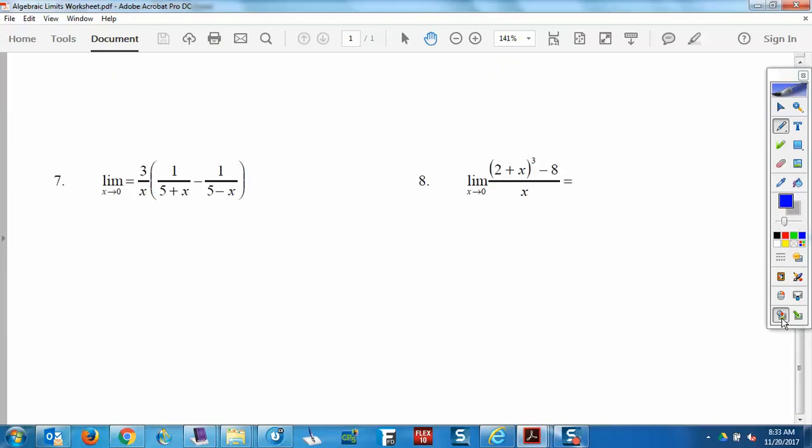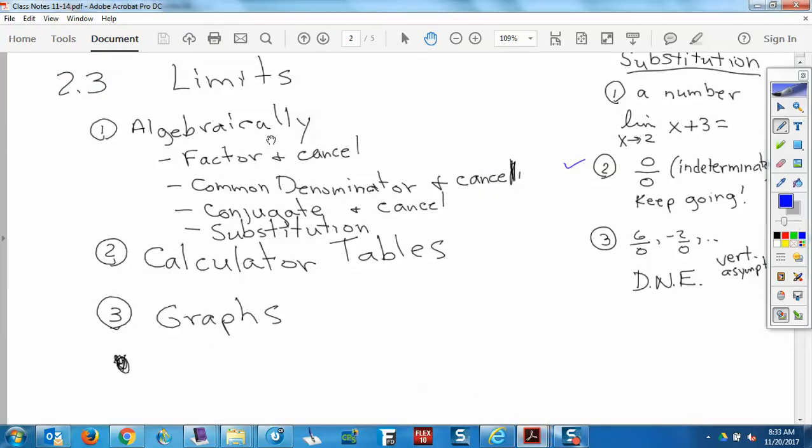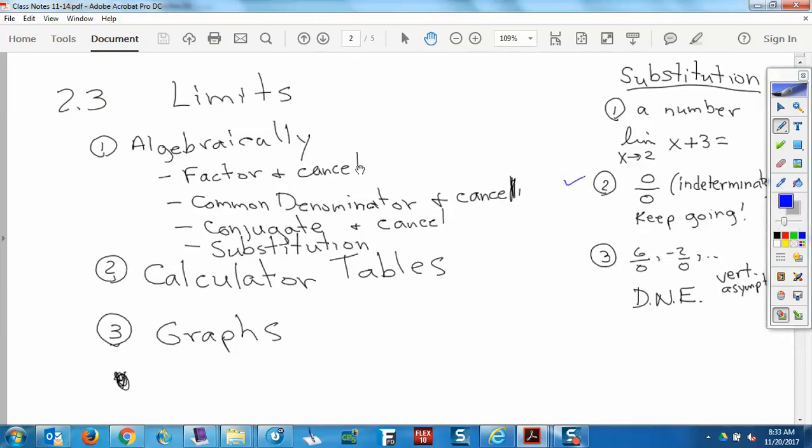Okay, so if we think back to what we talked about here, right? So what did we just go through? We went through some factor and cancel. We went through a common denominator cancel. We went through conjugate and cancel. We had some that are substitution. We've also went through some graph ones on our book homework, okay? And those are the easy ones, and you like those because you can just see where do the cars meet, that kind of thing, okay?